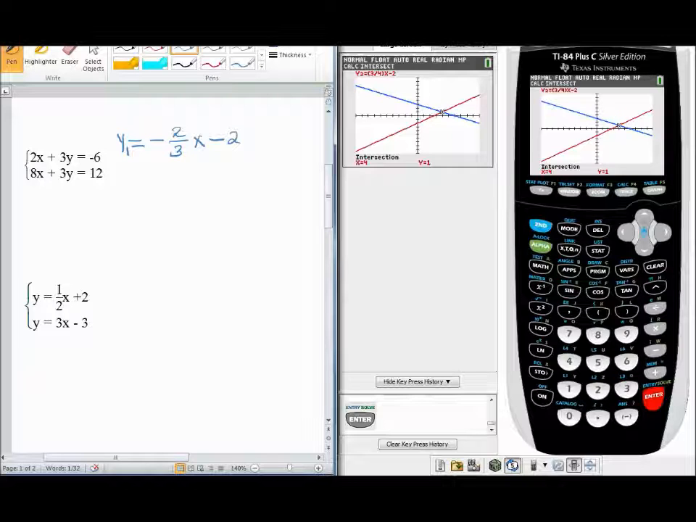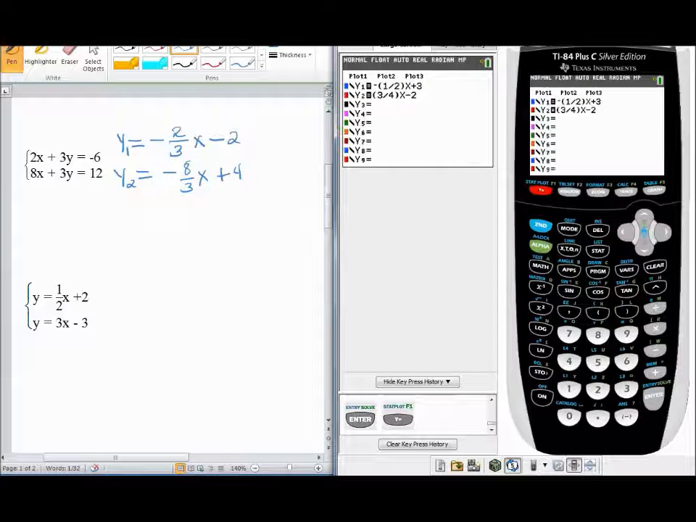So for the second one, if that one was in slope-intercept form, it would give me a negative 8/3 x plus 4. Okay, so now I have both equations in slope-intercept form. Now I'm ready to go over here to my calculator. Once again, I hit my y equals, and I can clear these out. I can clear what's in y1 by hitting clear.